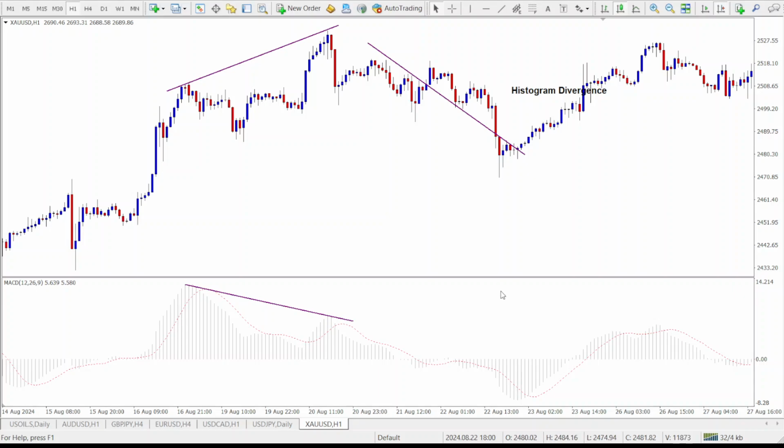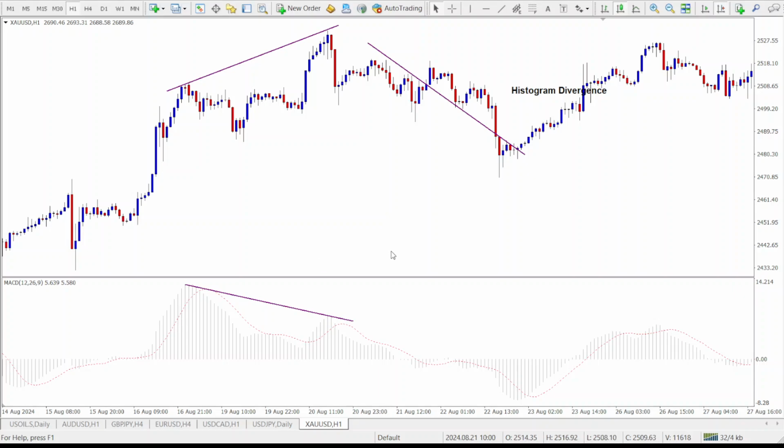Secondly, after you have added the right indicator to your chart, in this case the MACD, the next thing for you to do is to look for a mismatch. Watch for discrepancies between the highs or lows of the price and the histogram. If they are moving in opposite directions, you've likely found divergence, right?